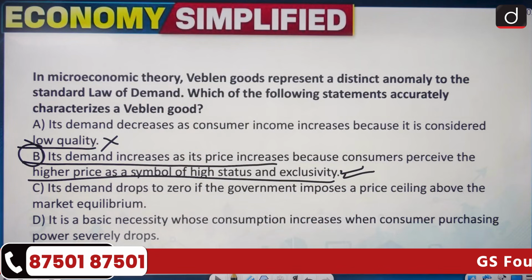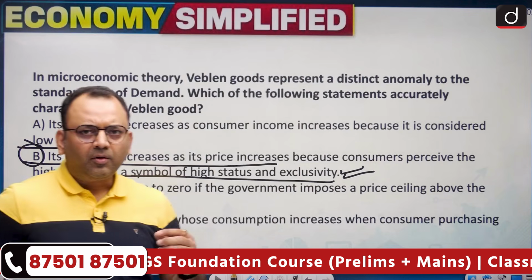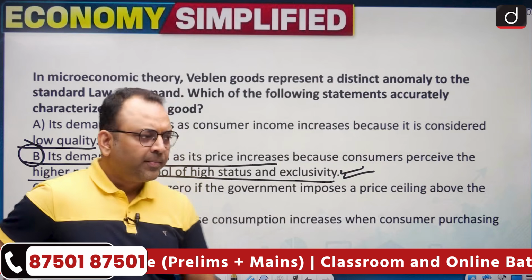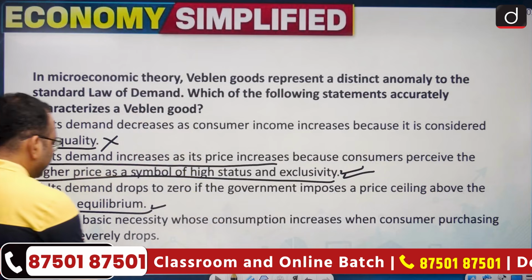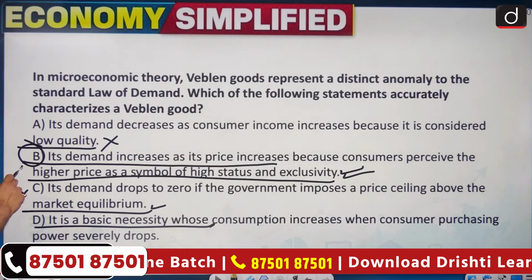So this is a correct statement in this case, right? And other options are not correct, such as that its demand drops to zero. See, the demand is always there because Veblen goods are for show off. People will consume no matter what the government does. So this is not correct. It is not a basic necessity, it's a luxury, and that's why in this case option B is the correct answer.